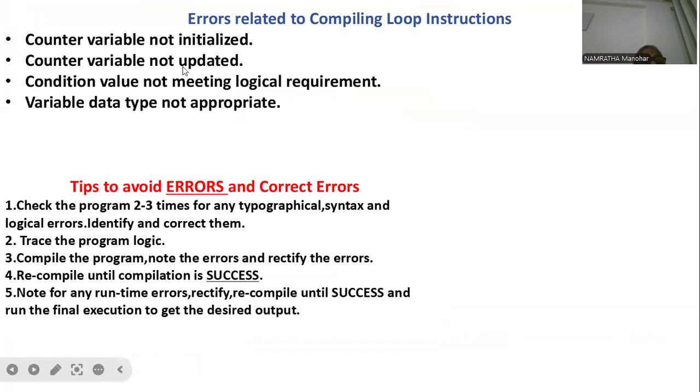Now, what are the errors that we would be getting in computer programming while executing your looping structures? First, the counter variable not initialized. Suppose you want to display your name 10 times, you need a counter which keeps on incrementing 10 times. That is called the counter variable, which will be seen in our next slide. Counter variable not initialized, that would be the error. Or counter variable not updated. You have to keep on updating your counter.